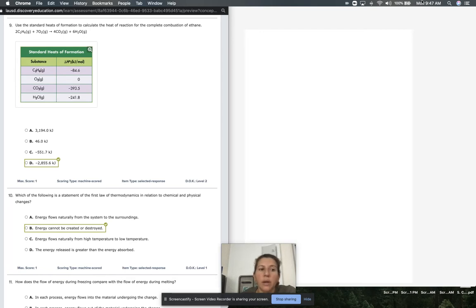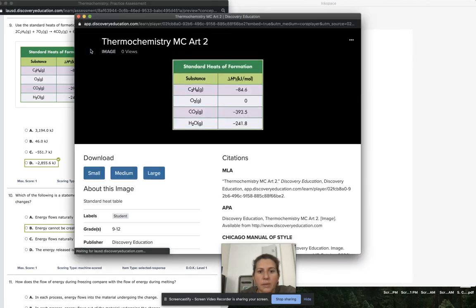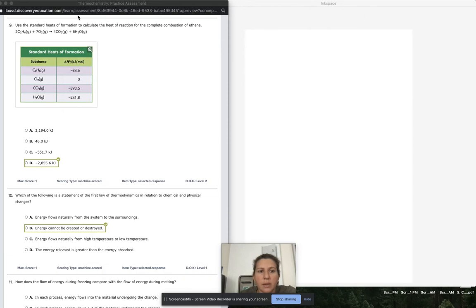In the chart, we have the standard heats of formation, so we can click on that. And that pops up these right there. So that's what I'm talking about, the standard heats of formation. And we have the final answer. So let's do the work in order to see that final answer.